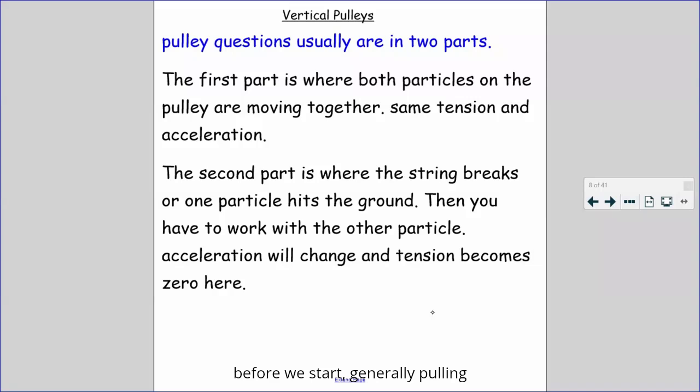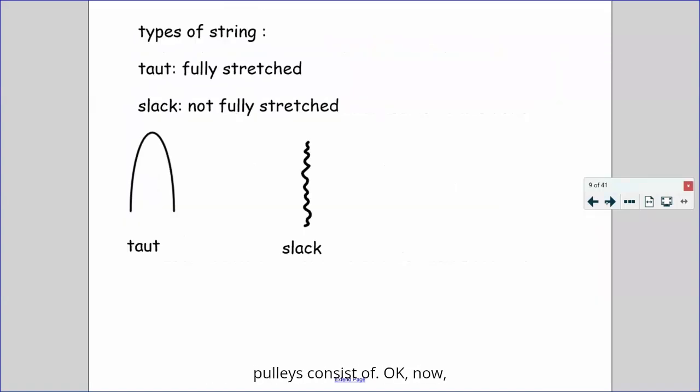Right now, just before we start, generally pulley questions on past papers are in two parts. The first part is the fairly easier part, which most people get the marks. And the second part is slightly more difficult because you have to understand the situation, see what's happening, and then model the situation from there. So that's slightly more tricky. So we are going to start with just the definition of what pulleys consist of.